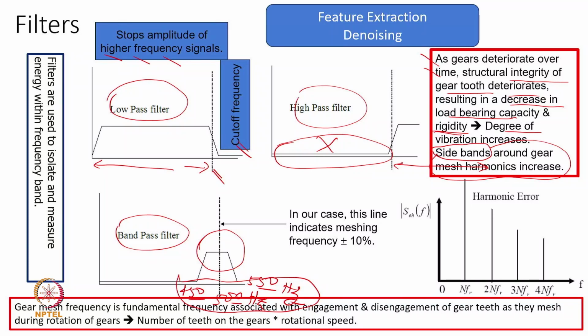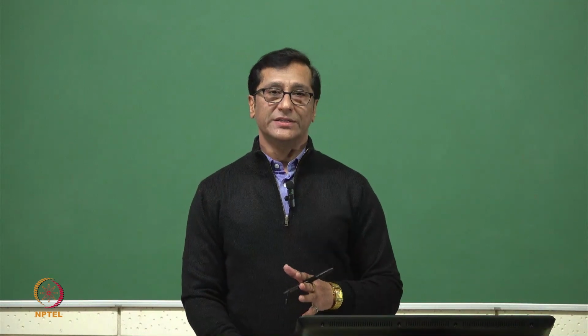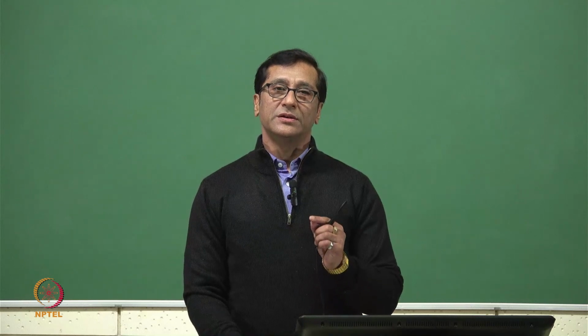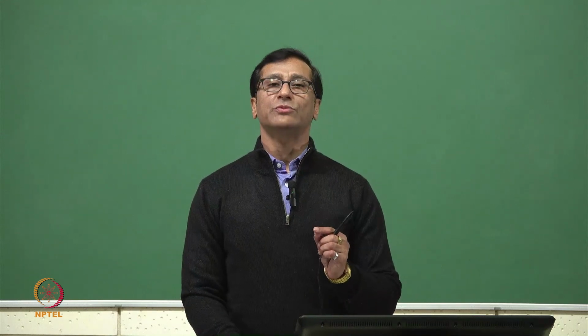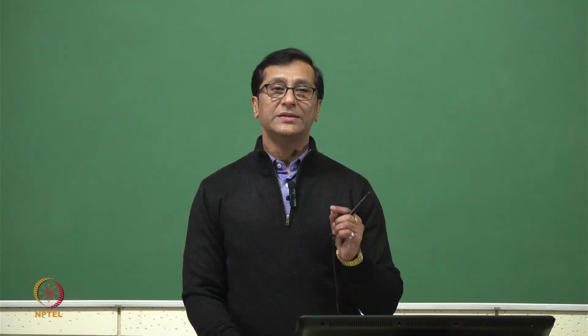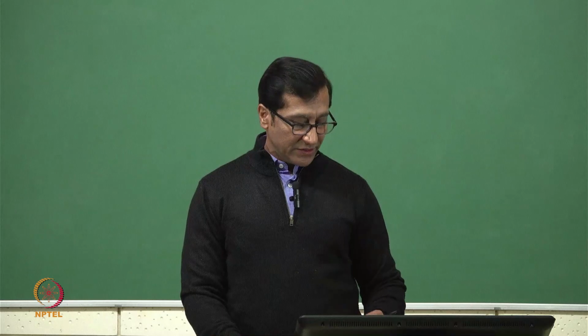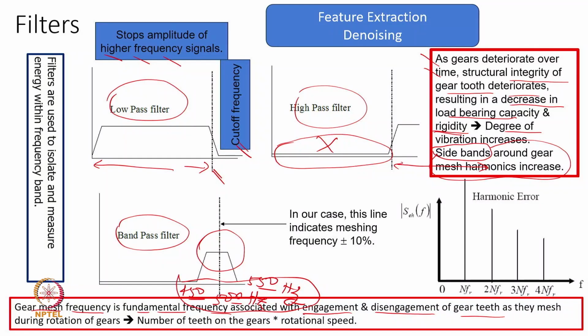Now here, as I said, the gear mesh frequency is a fundamental frequency associated with the engagement and disengagement of the gear teeth as they mesh in one rotation. And then we have so many teeth, suppose again 18 teeth, not all 18 teeth will be engaged, maybe sometimes only one, and sometimes two teeth will be engaged. Engagement and disengagement will be a kind of phenomenon.